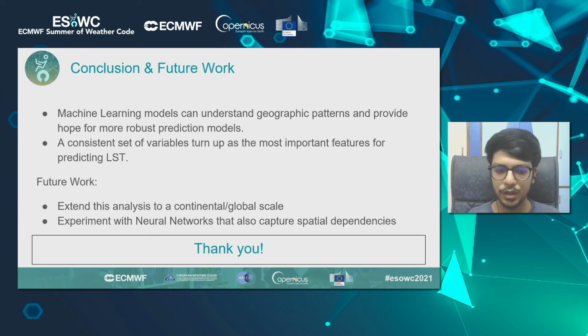As future work, as even Avishri has talked about, we would like to extend it to a global and continental scale, and experiment with neural networks which capture local spatial relationships between different points, which we haven't done till now. So this is it from our side. Thank you so much for having us.